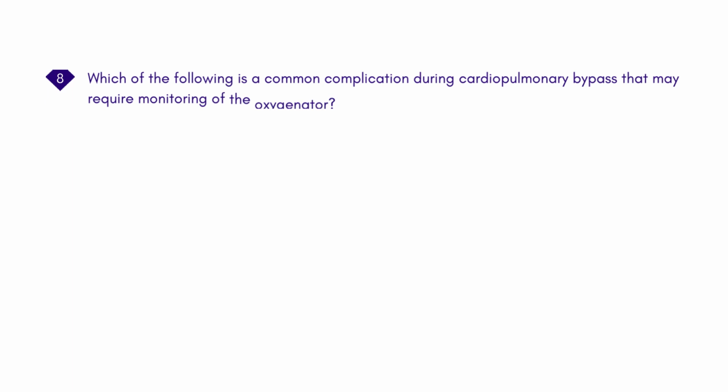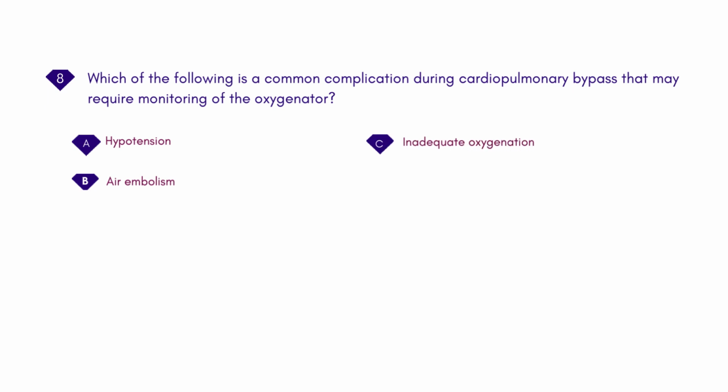Which of the following is a common complication during cardiopulmonary bypass that may require monitoring of the oxygenator? A. Hypotension. B. Air embolism. C. Inadequate oxygenation. D. All of the above. Answer: D. All of the above.